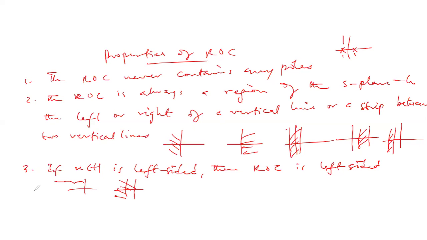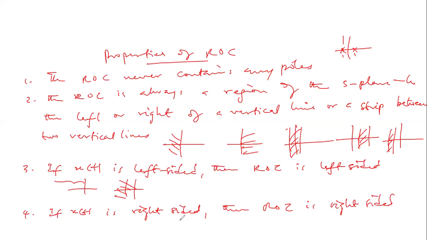And in the same way, the fourth point: if s of t is right-sided, then the region of convergence is also right-sided, like the example we played with. So if the signal is right-sided, then the region of convergence is also going to be right-sided. What if the signal is two-sided? Then we are going to have a strip, okay?